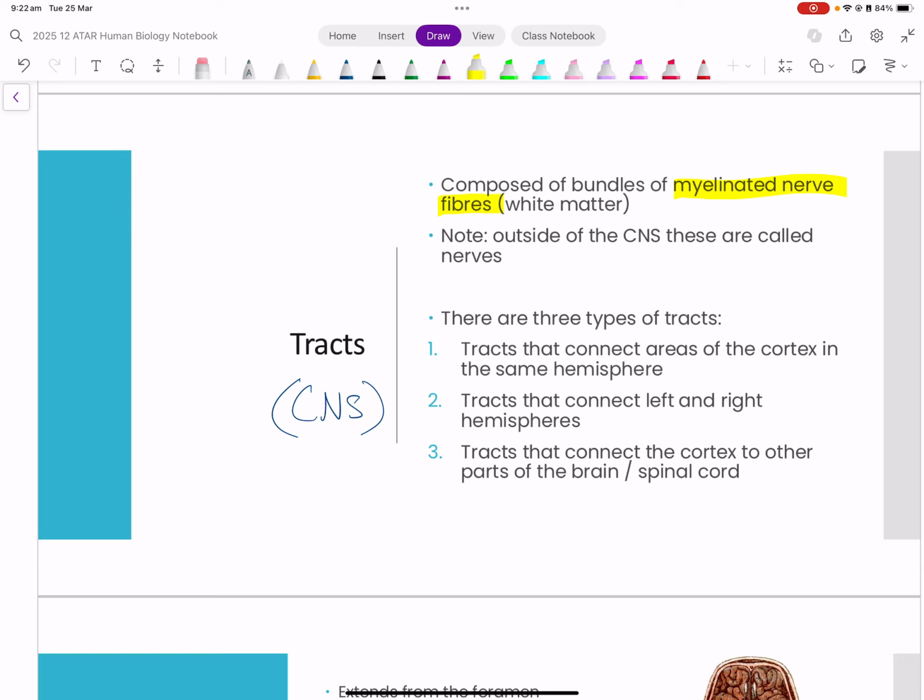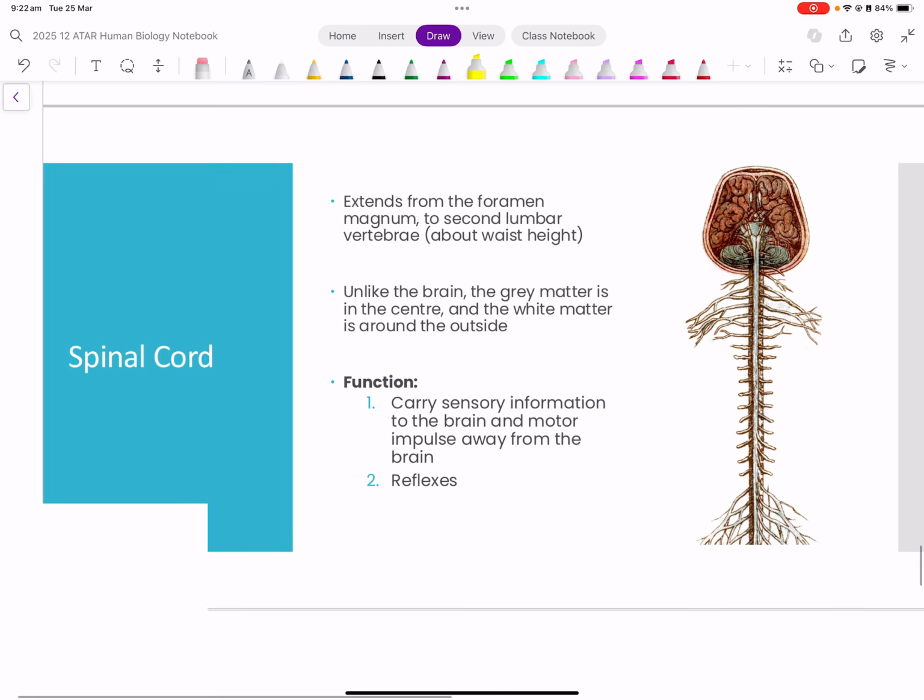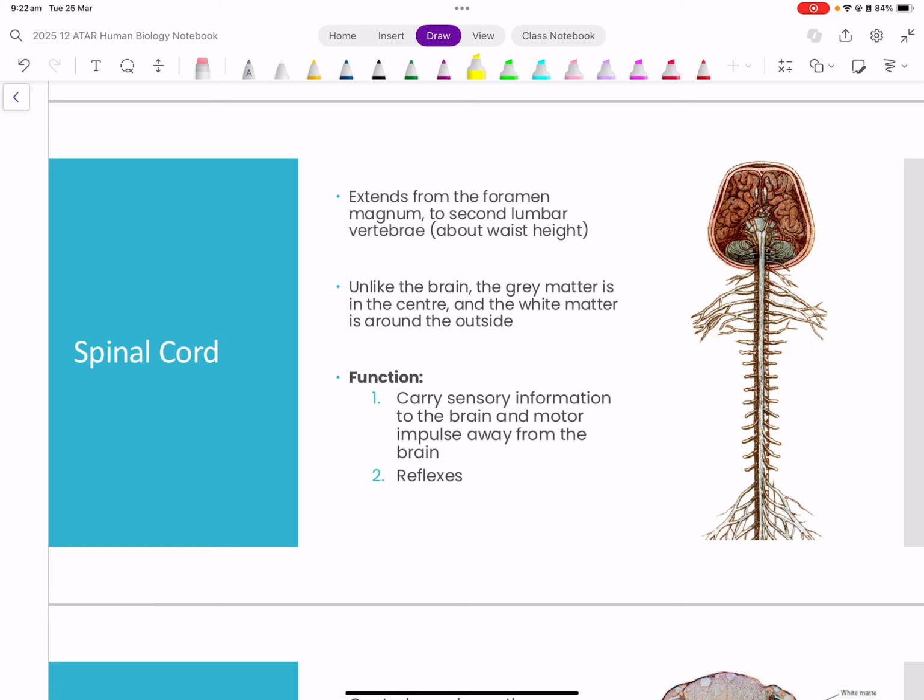So we've got three different types of tracts, and this is really classifying them based on what they're connecting. We have tracts in your cerebral cortex that are in the same hemisphere. We have tracts that connect the left and the right hemispheres, so through the corpus callosum. And we also have tracts that connect the cerebral cortex to other parts of the brain or other parts of the spinal cord. Okay, so let's move on down into our spinal cord now.